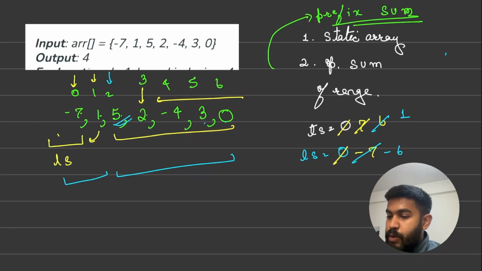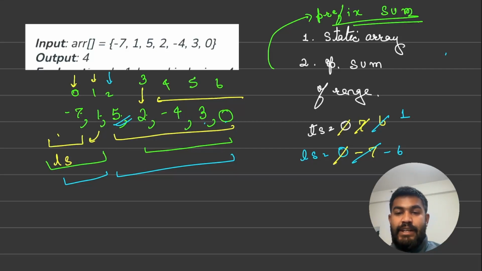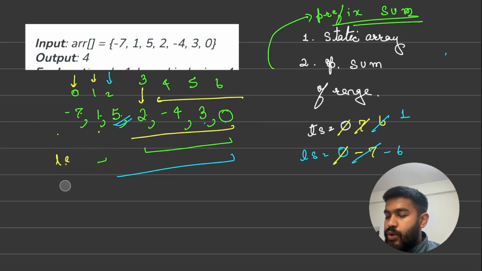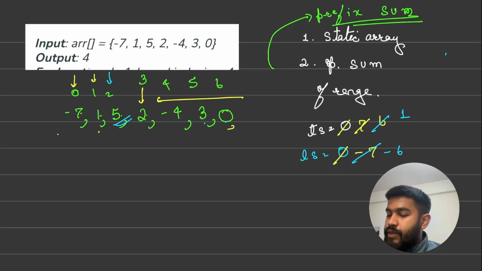So at this point, we can say that this side is what? The left sum. And this side is how much? 7 minus 7 minus 1 is equal to 6. So 1 is not equal to minus 6. So good enough, we are good to go. So up till this point, we have what? We have the sum till this point.